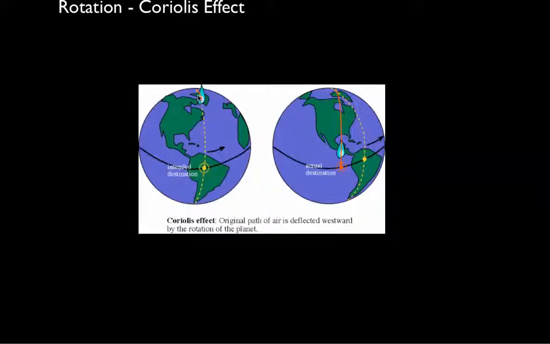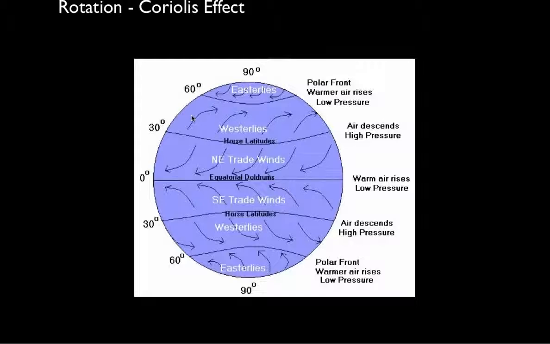The Coriolis effect causes the spinning of the Earth's winds to the right in the northern hemisphere or to the left in the southern hemisphere. So winds and ocean currents are deflected because of this Coriolis effect. Here we go. Anything in the northern hemisphere turns to the right, anything in the southern hemisphere tends to turn to the left, and these winds then end up affecting ocean currents.